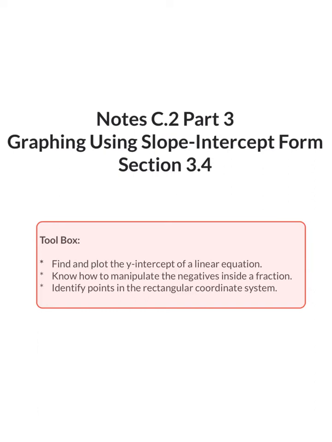The next method that we want to look at when we talk about graphing equations is using slope-intercept form. This comes from section 3.4. In order to do this, you do need to be able to find and plot the y-intercept of a linear equation. You need to know how to manipulate negatives inside a fraction, and you need to be able to identify points in the rectangular coordinate system.